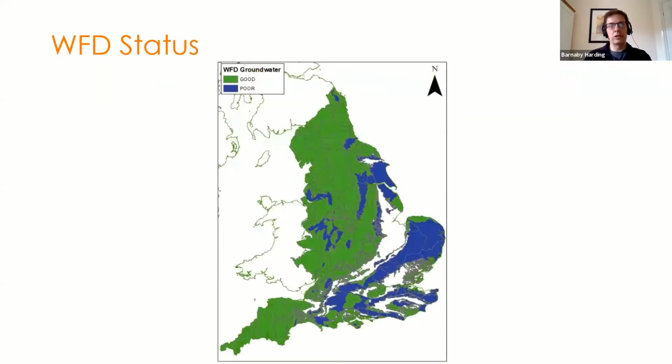But the current situation in terms of status is this, as shown here. This is showing the groundwater status, good or poor. And you can see that there are large areas of the country where the groundwater status is currently regarded to be poor. And that's particularly in the southeast and along the eastern side of the country. And this is something which we'll look at in a minute or two in the risk assessment.